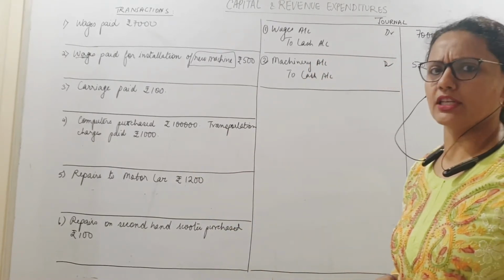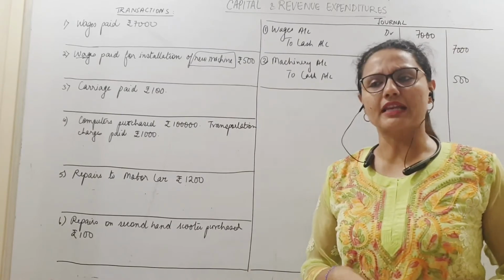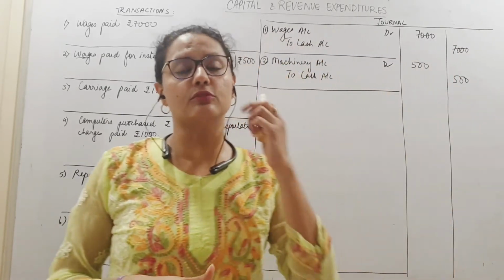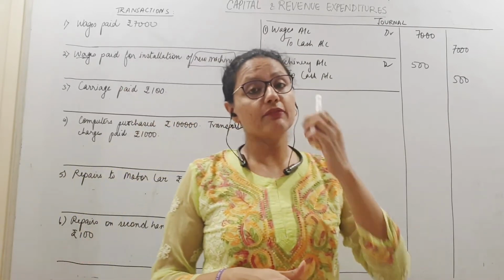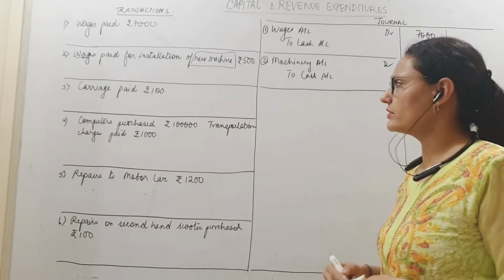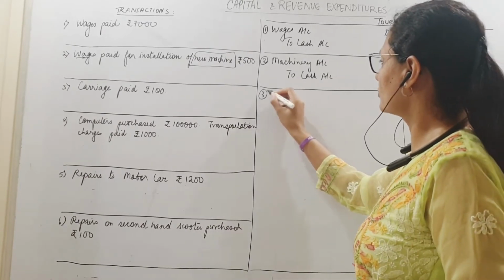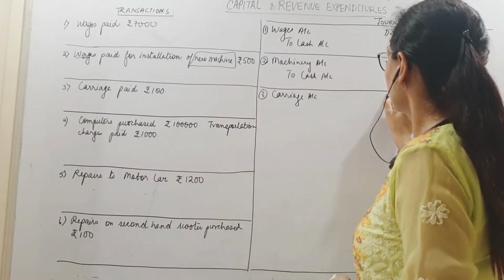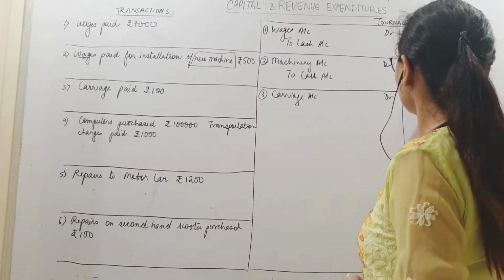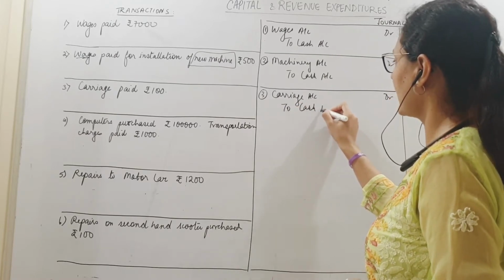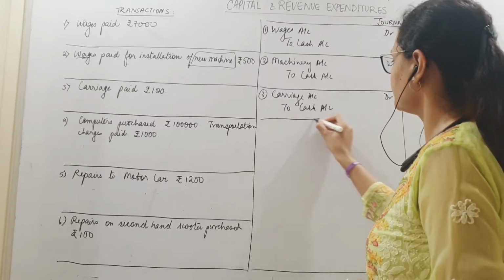Fine. Next one. Carriage paid. Carriage is transportation cost. Carriage paid 100 rupees. Carriage we pay usually on goods, the inward movement and outward movement of goods. So you have paid carriage of 100 rupees. It is a regular expenditure. Goods keep coming in, going out. So this goes to carriage account, which is an expenditure account for me. All expenses are debited, 100 rupees here, and I would have paid cash, so I credit cash, asset is going down.